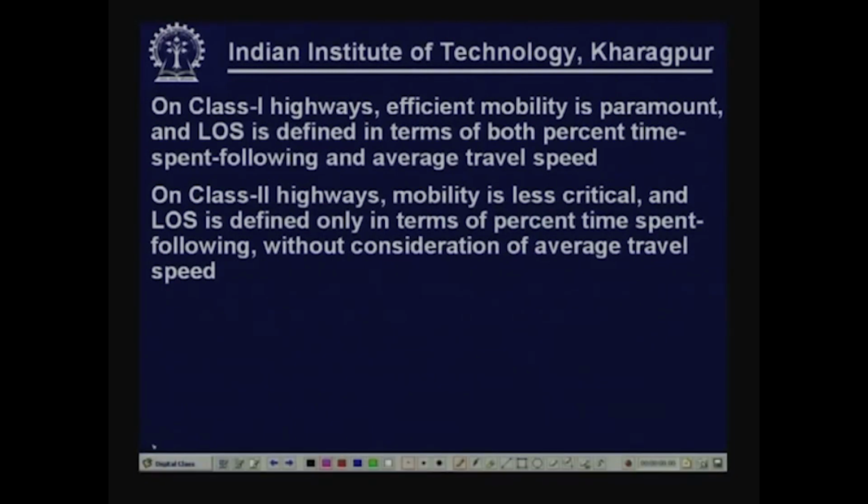It is now easily understood that on class 1 highways efficient mobility is paramount, and LOS therefore is defined in terms of both percent time spent following and average travel speed. On class 2 highways mobility is less critical, and therefore LOS is defined only in terms of percent time spent following, without consideration of average travel speed. That is why the LOS definition and measures of effectiveness are different on class 1 and class 2 two-lane highways.